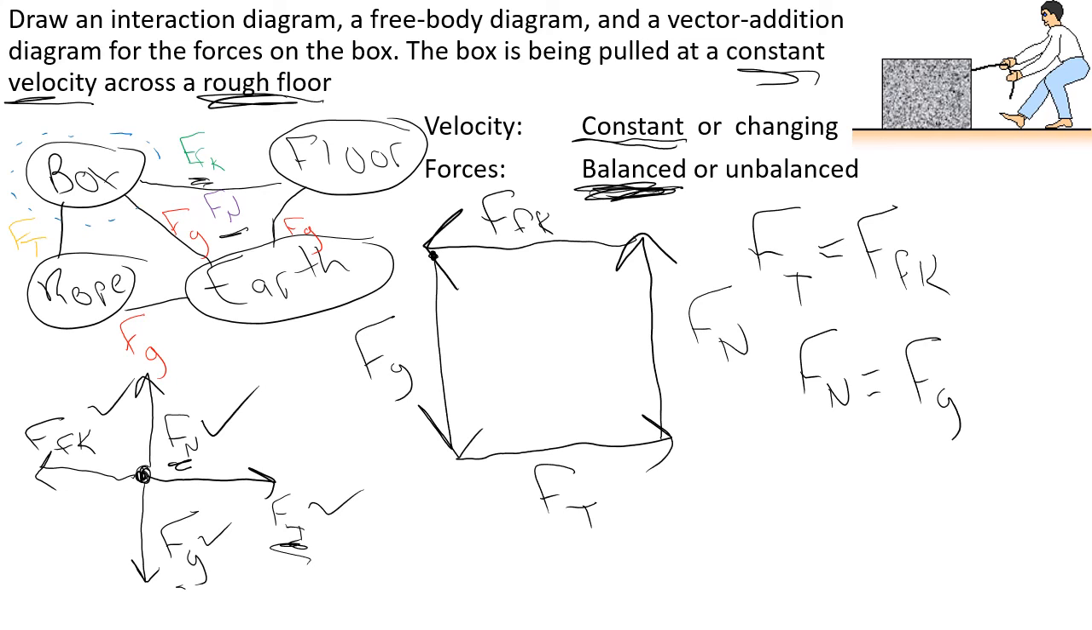So that's it for vector addition diagrams for balanced forces. The key here is always to start with the velocity and then use that to infer whether or not the forces are balanced or unbalanced. And if it's balanced, you have to end your diagram where you began. Now when we get to unbalanced forces, it gets a little different, but the process is still the same. Figure out your velocity, determine that they're balanced or unbalanced, and use that to help figure out what your diagram should look like.